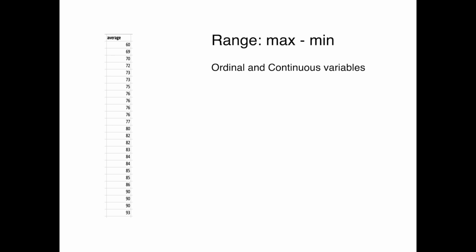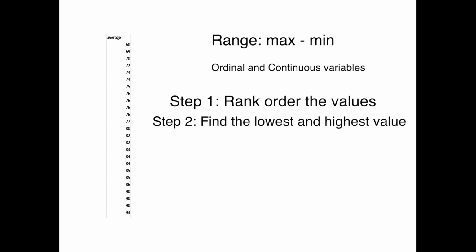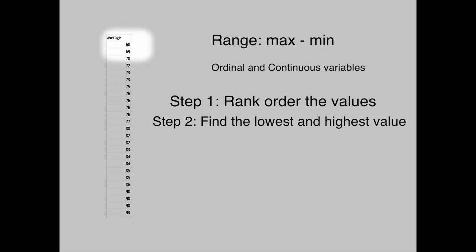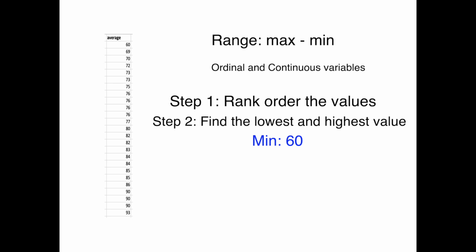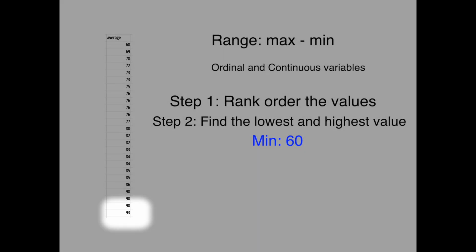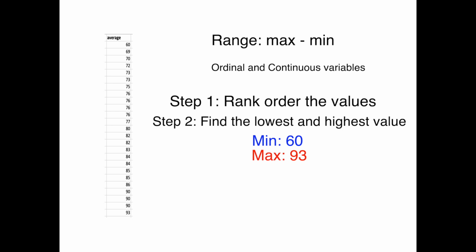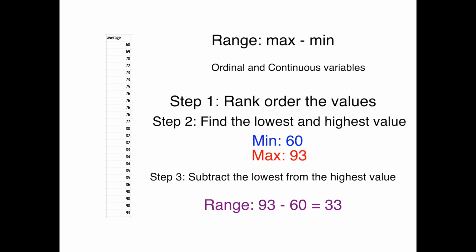Let's take a look at the range. Here I have the class average from our student data set. The range is simply the maximum value in our data set minus the minimum value. The range is appropriate for ordinal and continuous variables. Since ordinal and continuous variables can be rank ordered, step number one is to rank the values. Once we have the values ranked, we simply need to find the lowest and the highest value in our data set. Here you can see that our minimum value is 60, and our maximum value is 93. Once we've identified our minimum and maximum value, we simply need to subtract the minimum value from the maximum value, which in this instance would yield 33.